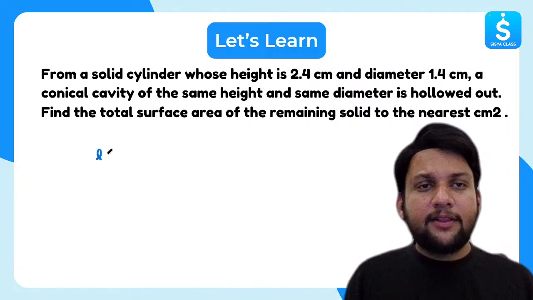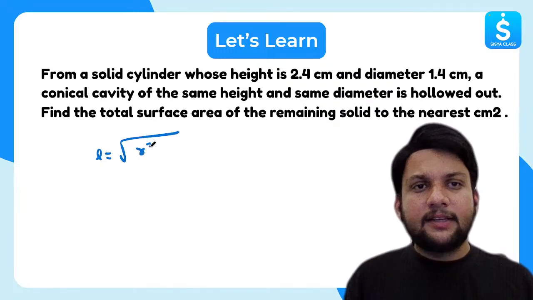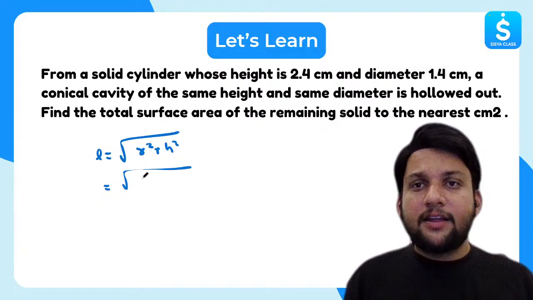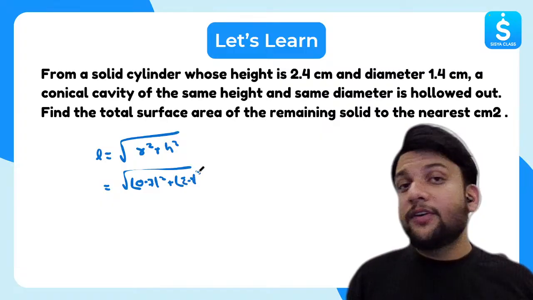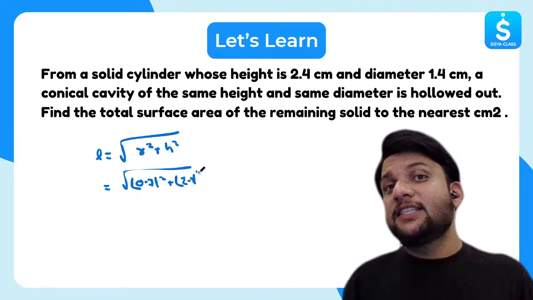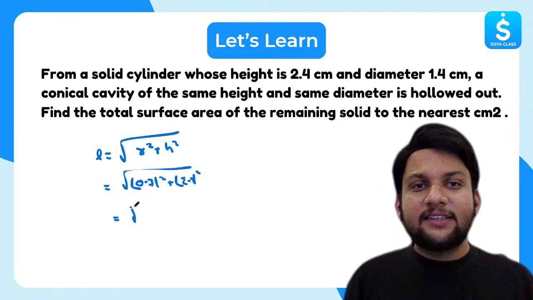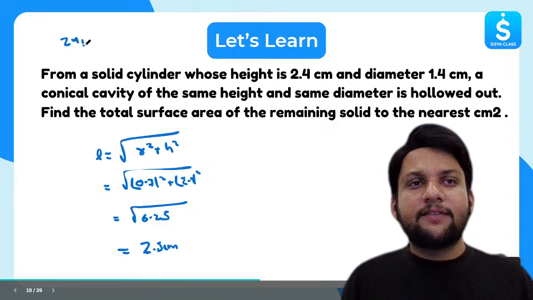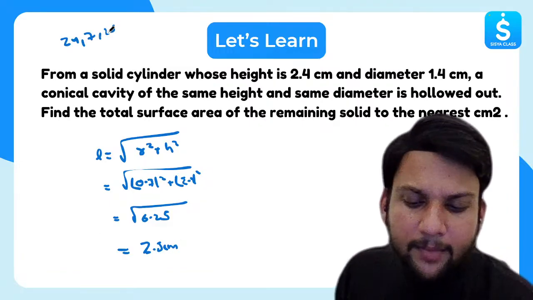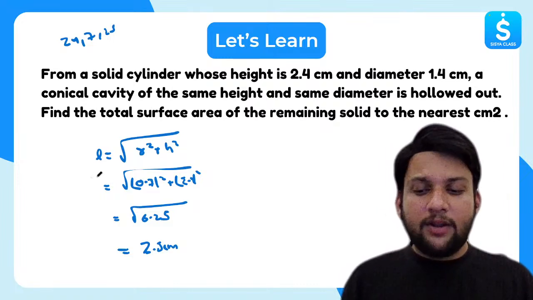Again, L is given by the formula square root of R square plus H square. Now R is what? Radius is 0.7 square plus height is 2.4 square. Right. Now 24 square is what? 576, plus 49. This is nothing but 6.25, and I can write the square root is 2.5 centimeters. Remember, these are Pythagorean triplets: 7, 24, and 25. So I have found my L also, as 2.5 centimeters.